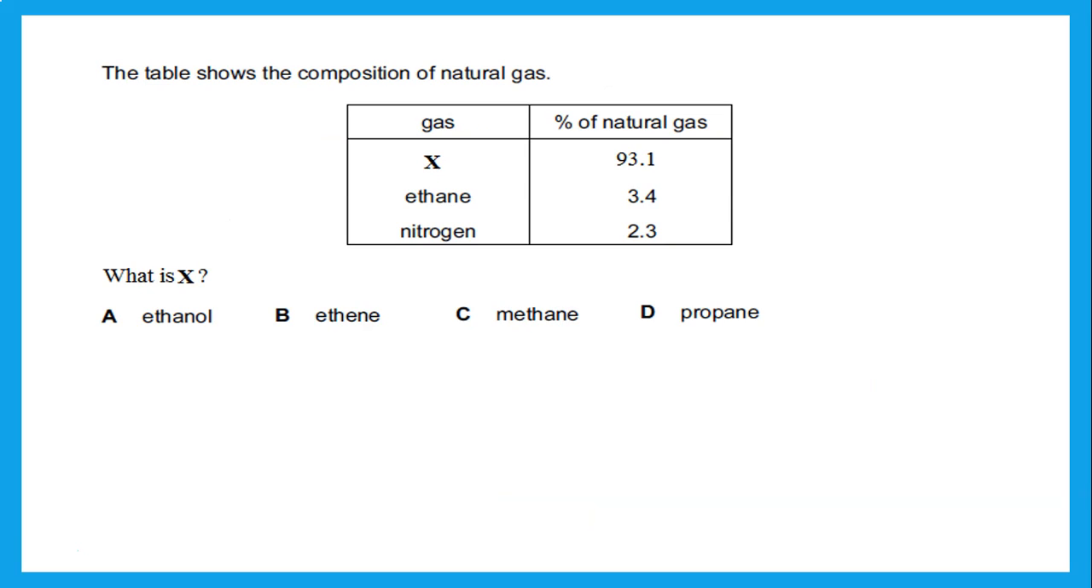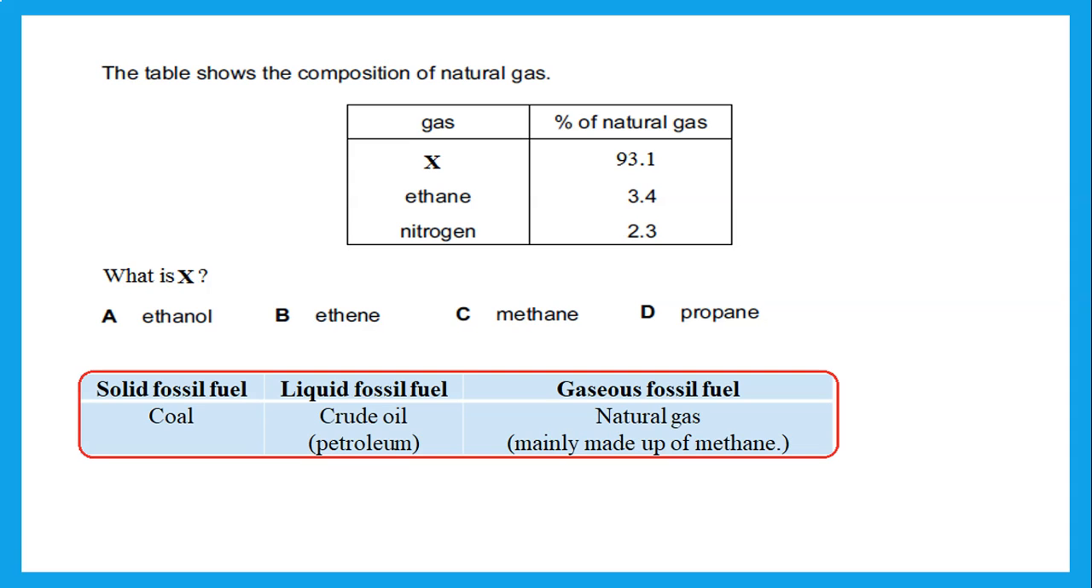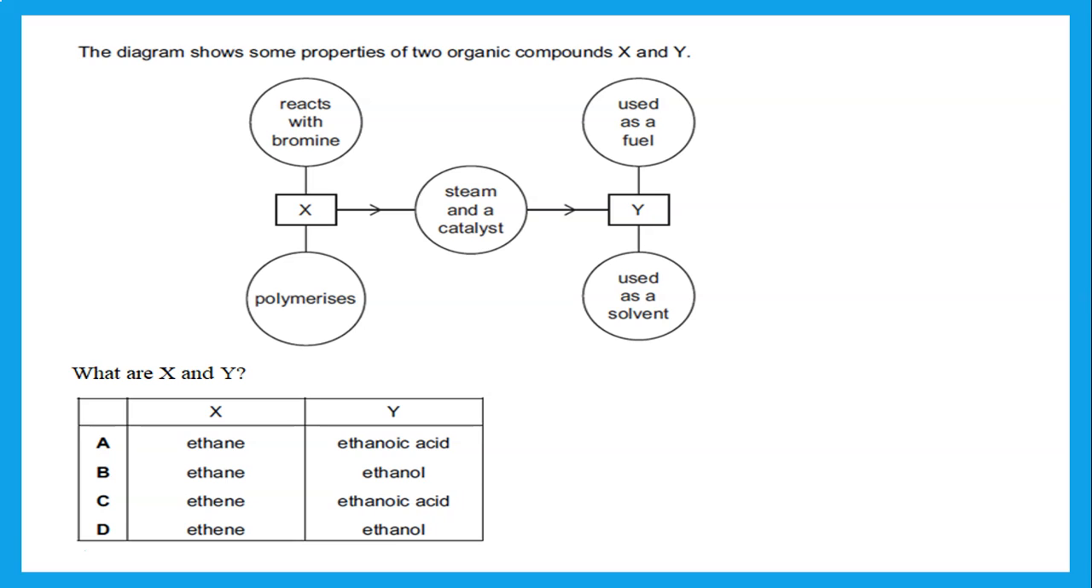The table shows composition of natural gas. What is X? Remember we said natural gas is a fuel, and we said natural gas is mainly made up of methane. Natural gas is a gaseous fossil fuel, and it is mainly made up of methane. So my answer here is C. Are we following? Okay.